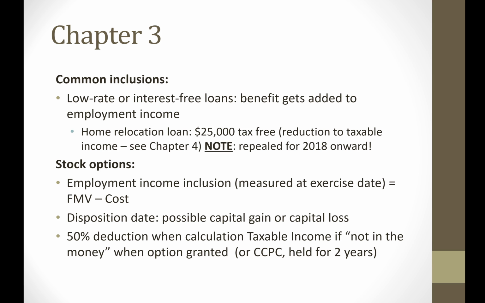Now, in order to qualify for this 50% deduction, the option, when granted, would have to have been not in the money, or if the option was granted by a CCPC, the taxpayer held on to those shares for 2 years before selling them. Also, if the option was granted by a CCPC, that taxpayer would not have to include the employment income amount until they sell the shares. Otherwise, the employment income inclusion is included in the year that the stock option is exercised.